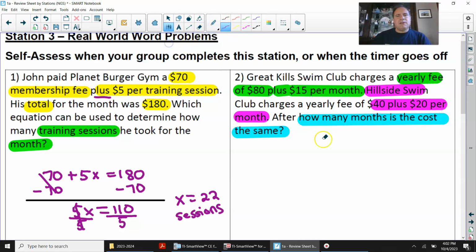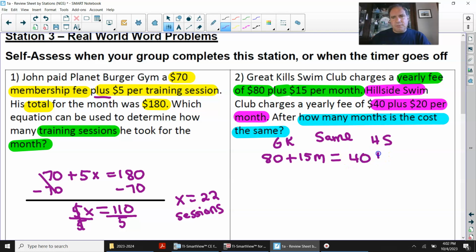So when you're talking about finding out when the cost is the same, and the same in math is an equal sign, we're going to put Great Kills on one side, and we're going to put Hillside on the other. So Great Kills is going on the left. It's $80 plus $15 per month. The equal sign is in the middle because we have to find out how many months they cost the same. So Hillside is 40 plus $20 per month. So this should look like an equation that you are used to solving.